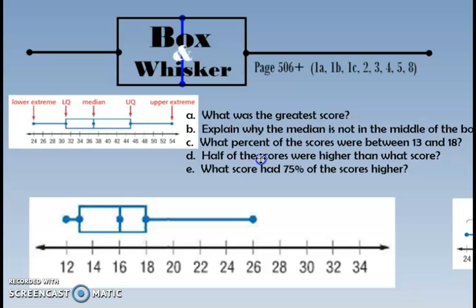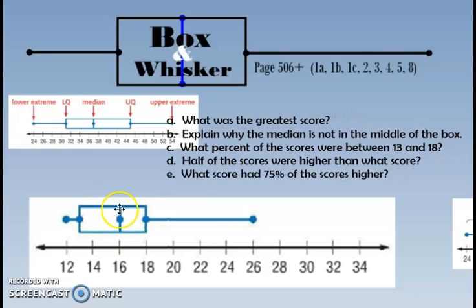Okay, explain why the median is not in the middle of the box. Well, it's because there's more data that's located right here, okay? This much data took up 25%, a very small portion. Same with this one right here, a very small portion, just 25%. It's kind of spread out in here. So it skews it so that it's not perfectly in the middle, because you've got a concentration of data right here.